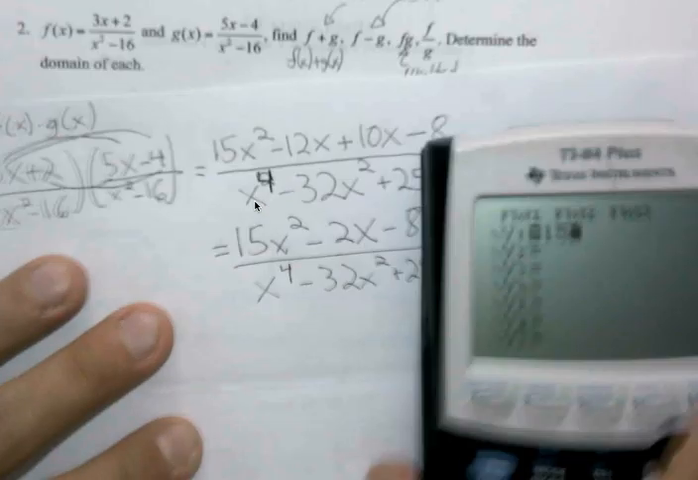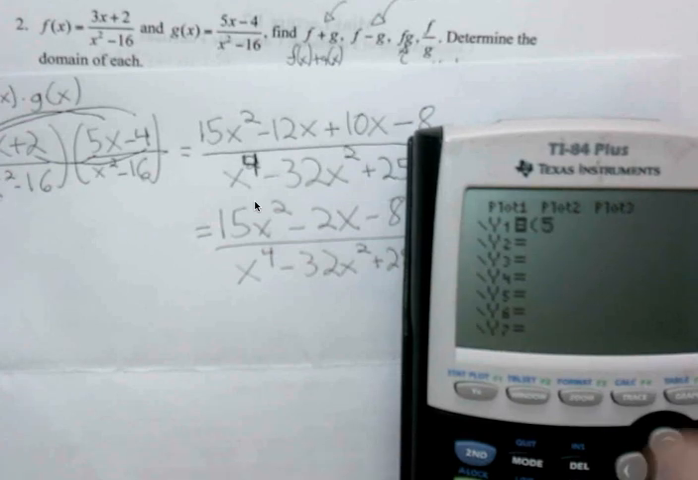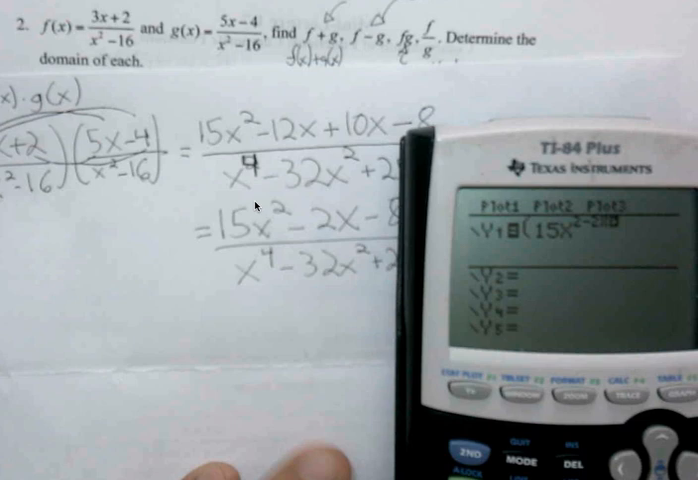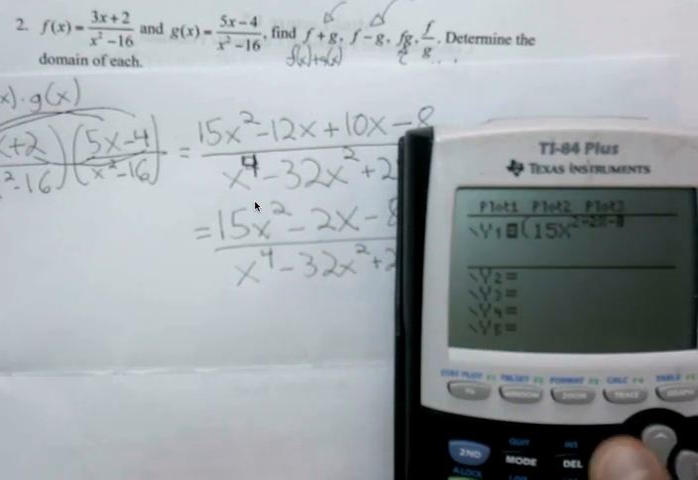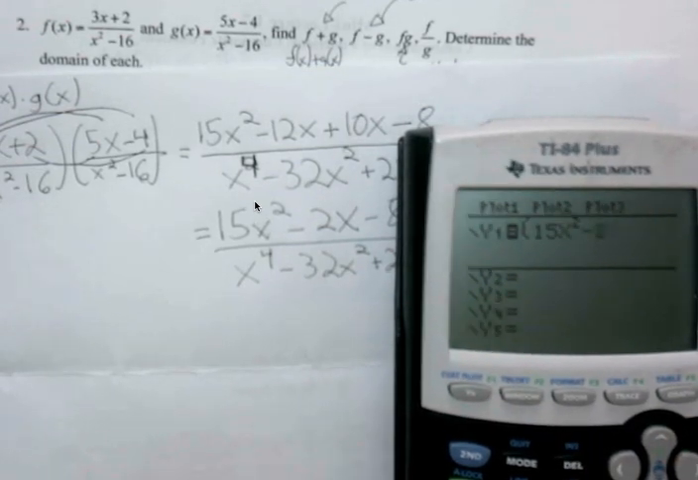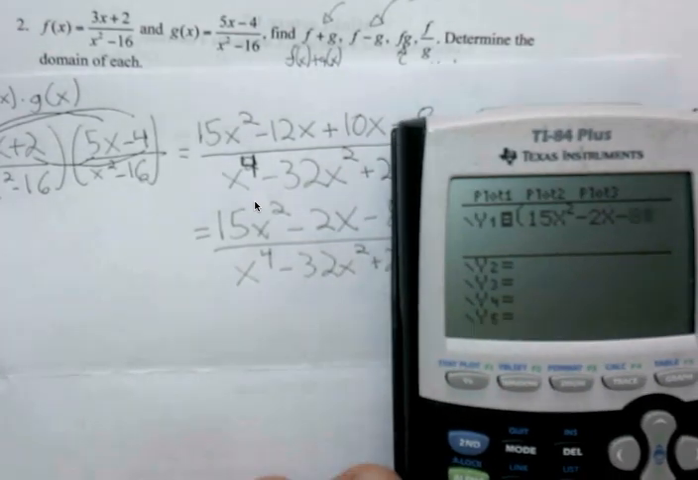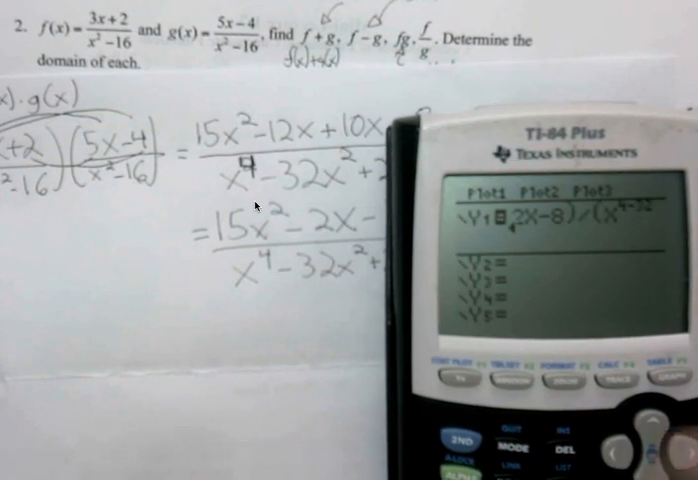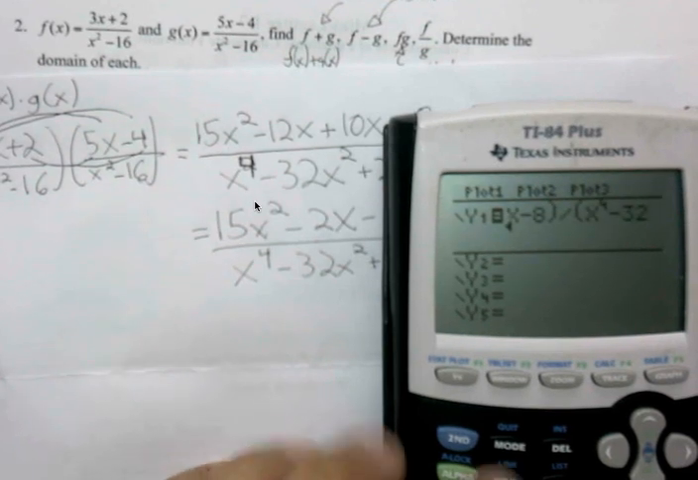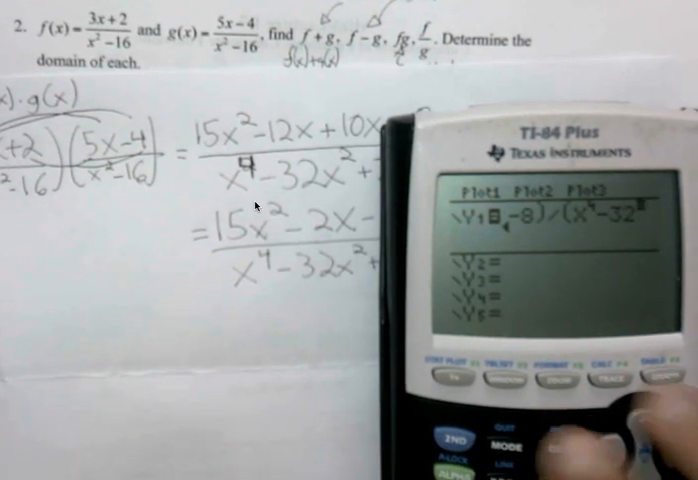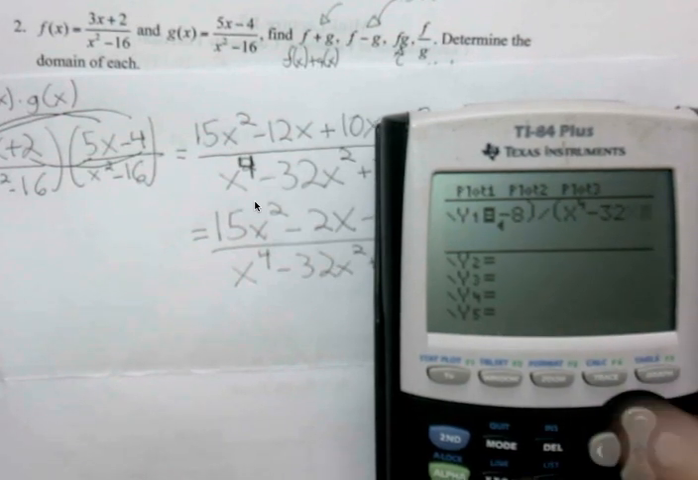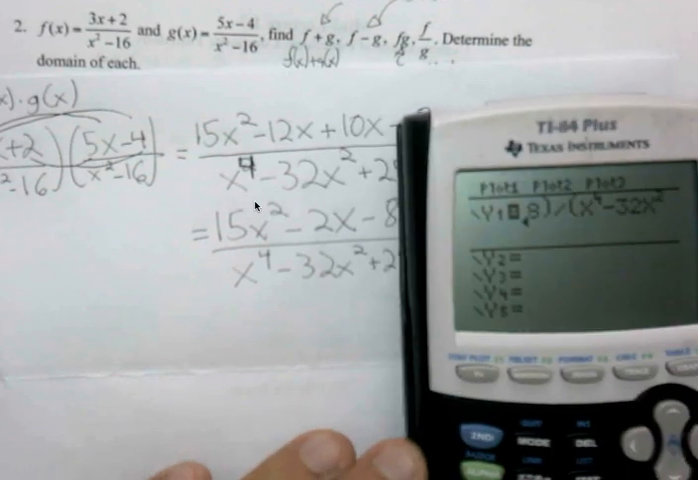So we'll use parentheses because this is a fraction. We have 15x squared, minus 2x, minus 8, all dividing by x to the 4th, minus 32x squared, plus 256.